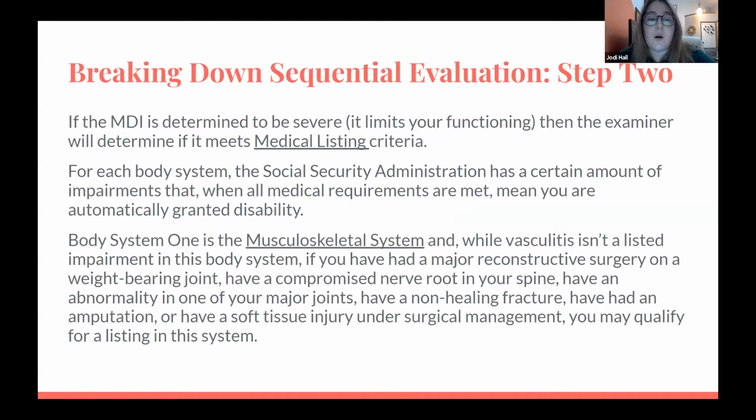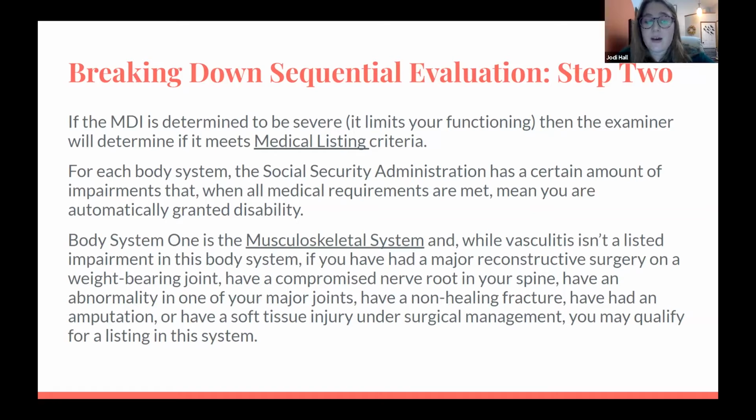And so if your impairment is registered as severe, then the examiner will move on to determining which body system you will fall into categorically. There is an immunodeficiency or autoimmune body system, and that's where systemic vasculitis is under. But if you don't have all the criteria to meet that listing, then you can qualify under a different body system. For example, body system 1 is the musculoskeletal system.